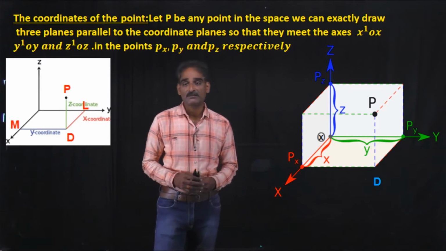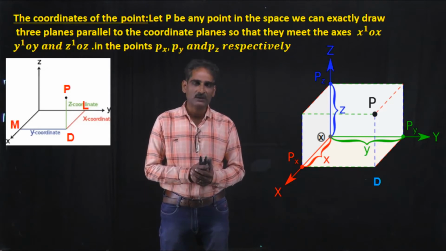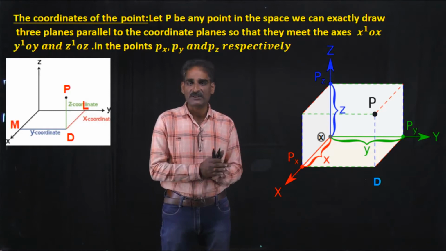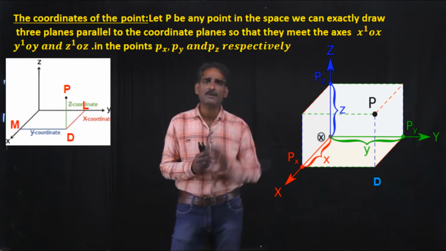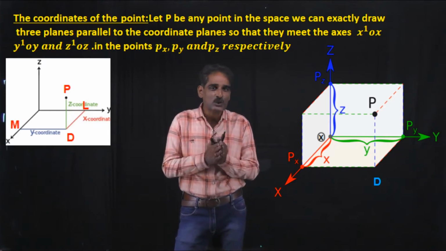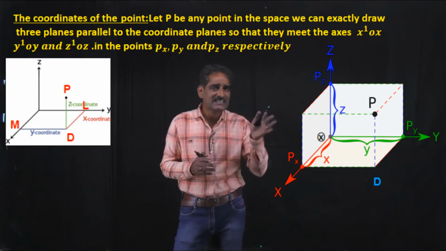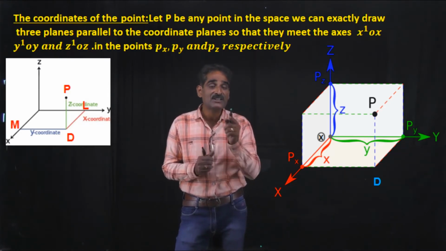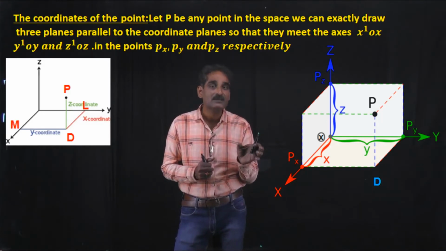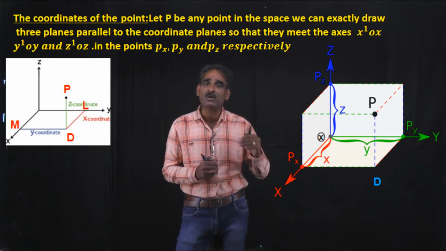This is very important: the coordinates of a point. We have to find the coordinates of the point. Already we discussed the coordinates of a point in two-dimensional geometry. Here this is a different case. So for that, just take P to be any point in space. Here you have to draw 3 planes which pass through P and are parallel to the coordinate planes. They intersect the axes at some points. The distances from the origin to those points are called the coordinates of the point. The lengths on the x-axis, y-axis, and z-axis are called the x coordinate, y coordinate, and z coordinate respectively.